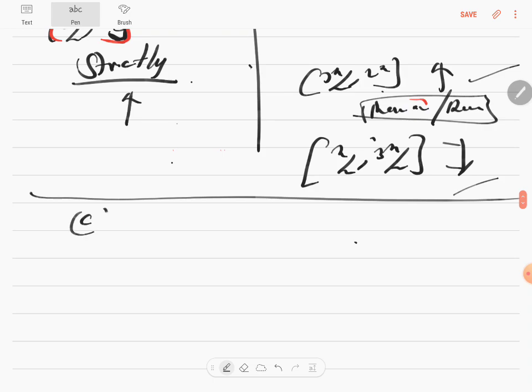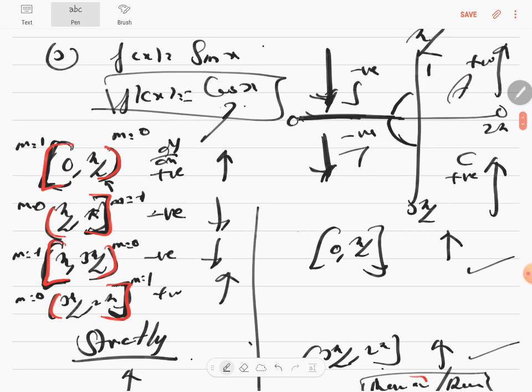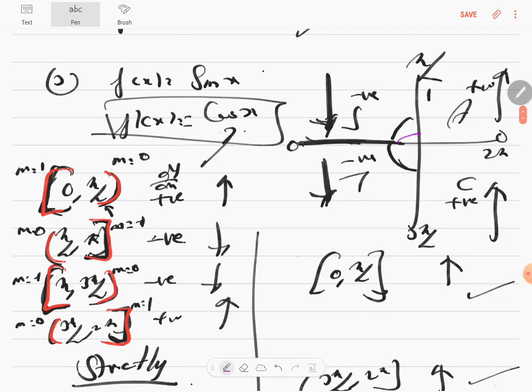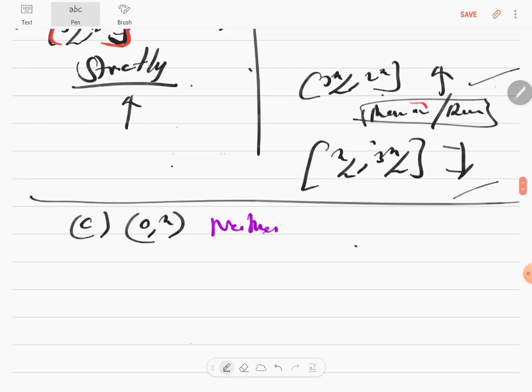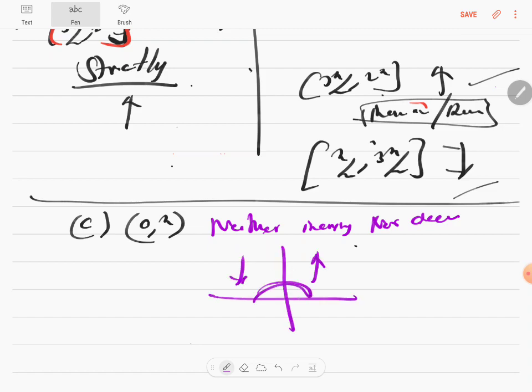There's another part C, which is with an interval 0 to pi. Is it increasing or decreasing? Look at 0 to pi. It is 0 to pi by 2, then pi by 2 to pi. 0 to pi by 2 means it's increasing. But pi by 2 to pi, it is decreasing. So for the entire interval 0 to pi, we are not able to say one answer. You have to split it up at 0 to pi by 2 and pi by 2 to pi. Then only we can say it's increasing and it's decreasing. Here it's neither increasing nor decreasing, for the simple reason that half the interval it's increasing, half the interval it's decreasing. You can't say like that.